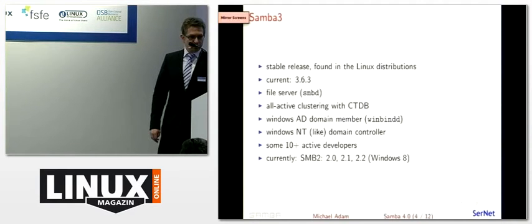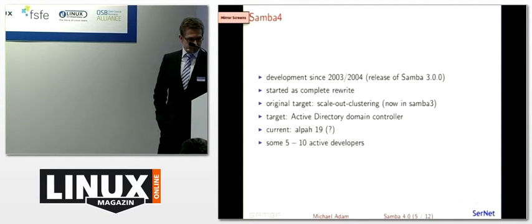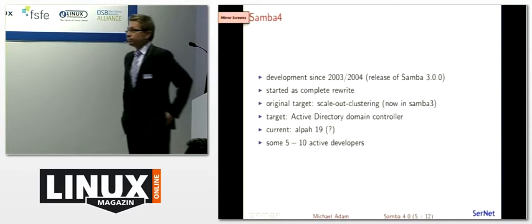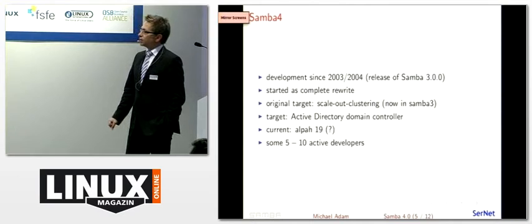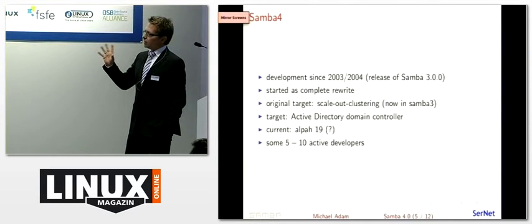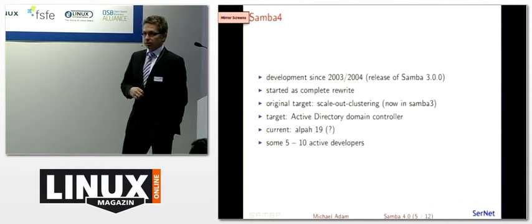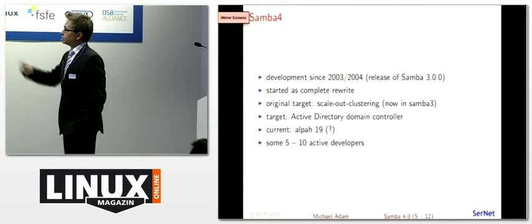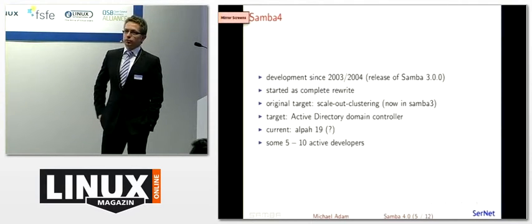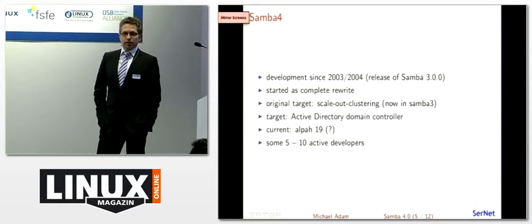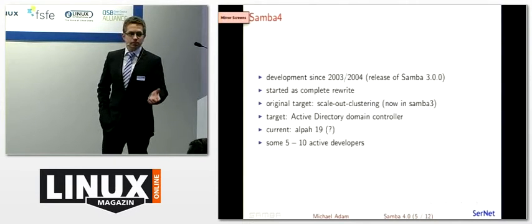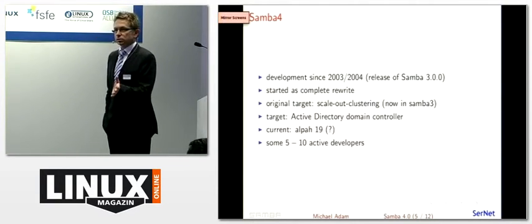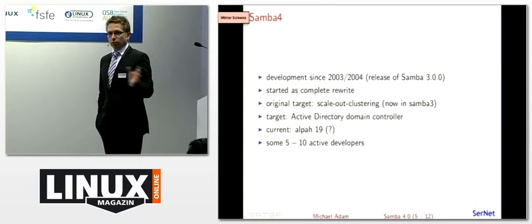And now for Samba 4, the actual topic of my talk. The Samba 4 development stream was started as early as late 2003 or early 2004, so it's quite a long time. It was started right at the release of Samba 3.0, and it was started as a complete rewrite. At the time, the code base and the whole design in Samba was not really very clean. The original goal was to make Samba clusterable in an all-active clustered fashion.